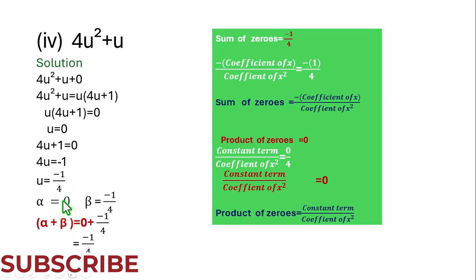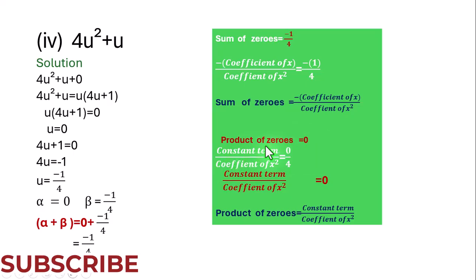So one zero is alpha is equal to 0, beta is equal to minus 1 upon 4. So sum of zeros is equal to 0 plus minus 1 upon 4, that is minus 1 by 4. Product of zeros is equal to 0 into minus 1 upon 4, which is equal to 0. Sum of zeros minus 1 by 4 is minus coefficient of x upon coefficient of x square, that is minus 1 upon 4. Both are equal. Product of zeros is equal to 0.